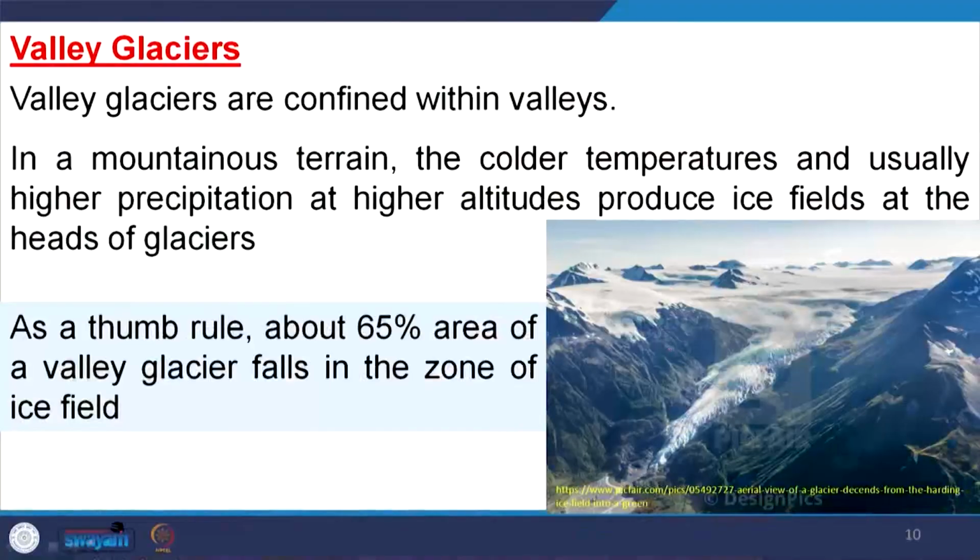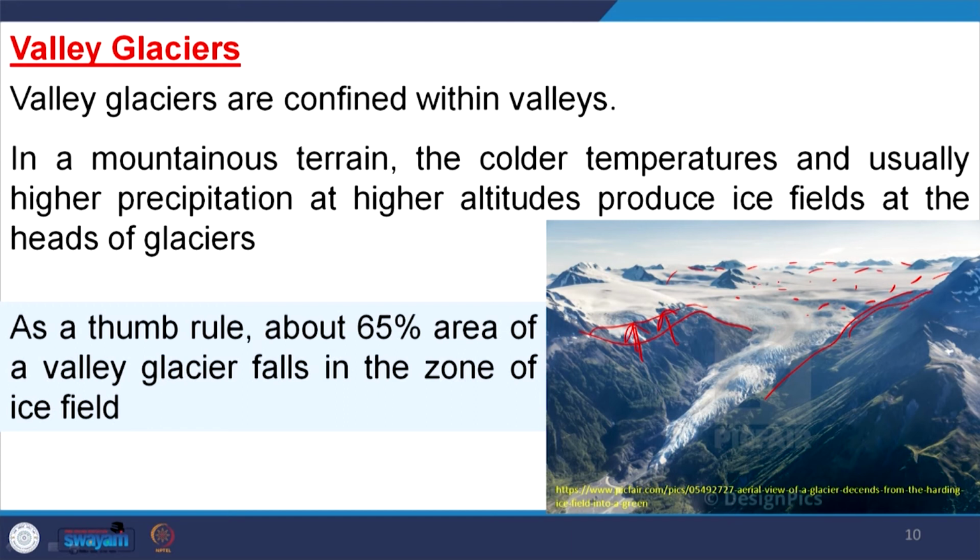So, valley glaciers are confined within their valleys. That means, if you see this photograph, this is an ice field, that means it is accumulating ice. This is the contour line, and above this particular contour this ice is accumulating, and this is representing the snow line.